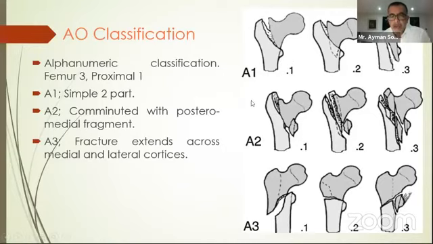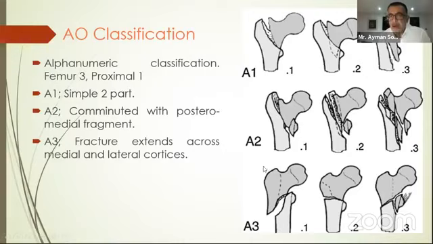Now, the other type is A2. A2 is a multifragmentary fracture, so the 3-part fracture is A21. If we have more than 3 parts, it's going to be A22. If the fracture extends medially more than 1 centimeter beyond the lesser trochanter, it is A23.